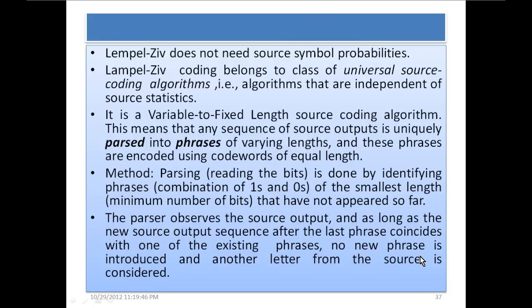So Lempel-Ziv does not need source symbol probabilities. This is the main and basic advantage of Lempel-Ziv coding. In Huffman coding, probabilities are required. In Lempel-Ziv source coding, symbol probabilities are not required. Lempel-Ziv coding belongs to a class of universal source coding algorithms, that is, algorithms that are independent of source statistics. So the algorithms which do not imply probabilities or source statistics are called universal source coding algorithms.